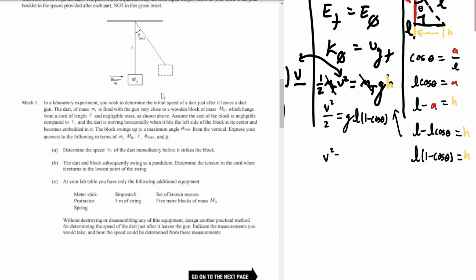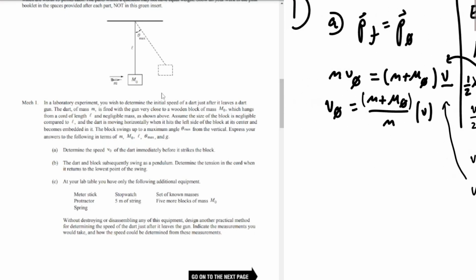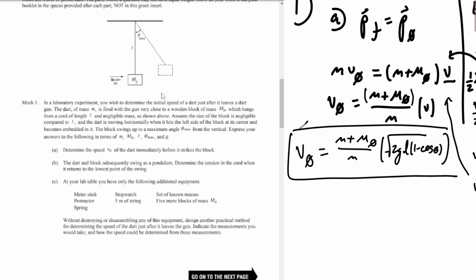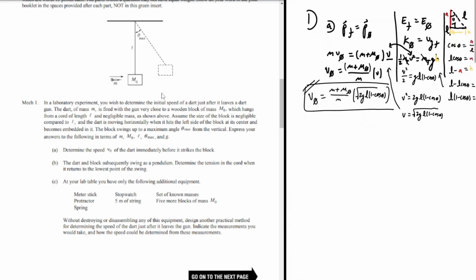So I'm going to keep solving. I'm going to say V squared equals 2GL times 1 minus cosine theta. Now I'm going to solve for V by taking the root, the square root of 2GL times 1 minus cos theta. Done. So now I can plug this back in up here and find what my V naught is. It's really not a tedious process. It's just rewriting. So V was the square root of 2GL times 1 minus cos theta. So this is the initial velocity in terms of all the given quantities. So that's the answer to question 1.